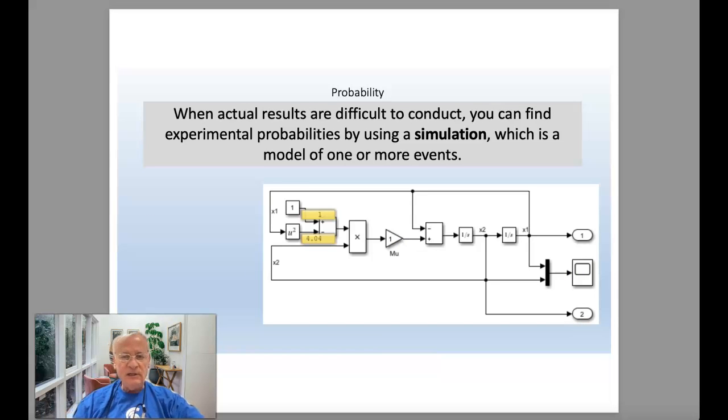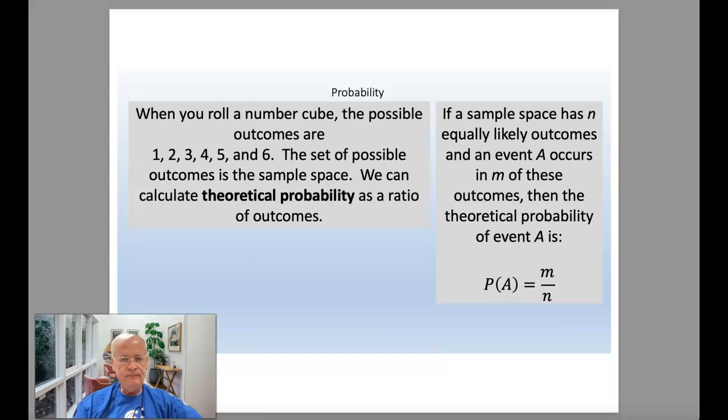Sometimes actual results are difficult to conduct, and we want a huge sample size that might take a long time. We can find experimental probabilities using a simulation, in which we model one or more events and then simulate what happens. We use experimental probabilities because sometimes we don't know the probabilities, so we sample to try to find out what happens. When you roll a numbered cube, a dice, there are 6 possible outcomes.